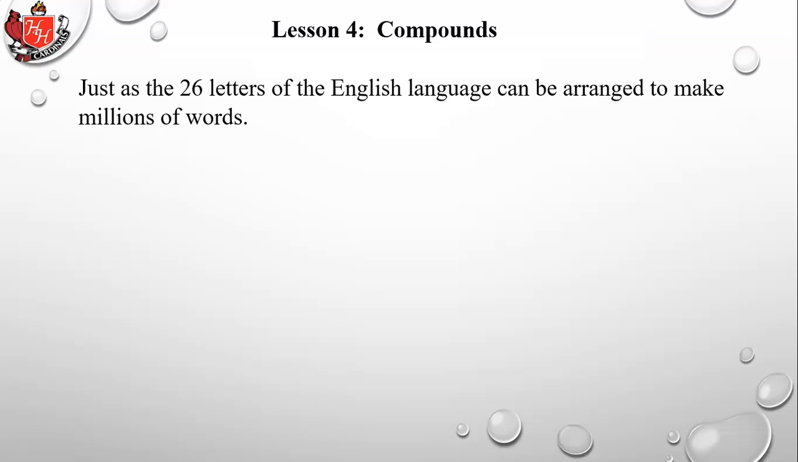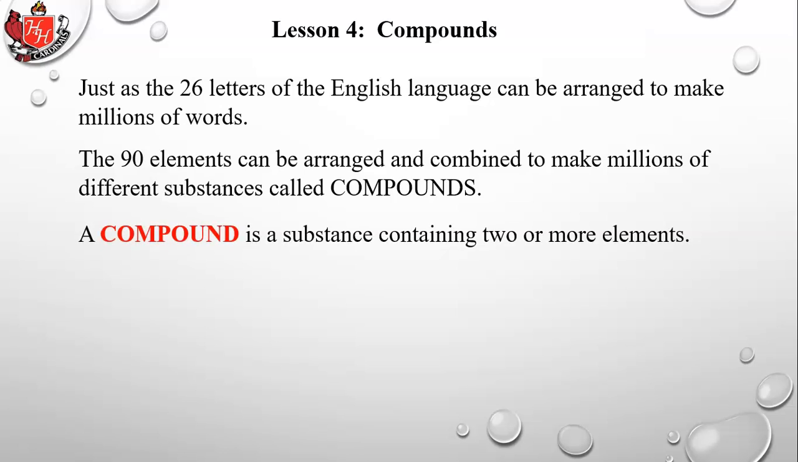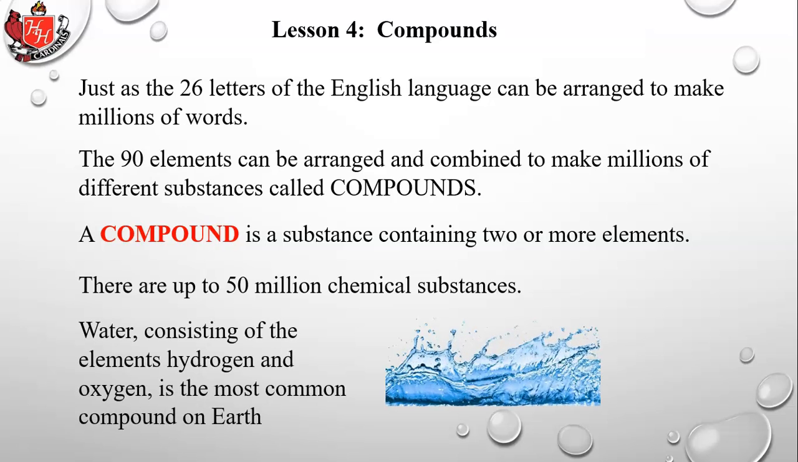Just as the 26 letters of the English alphabet can be arranged to make millions of words, the 90 elements can be arranged and combined to make millions of different substances called compounds. A compound is a substance containing 2 or more elements. There are up to 50 million different chemical substances in the universe. Water, consisting of the elements hydrogen and oxygen, is the most common compound on Earth.